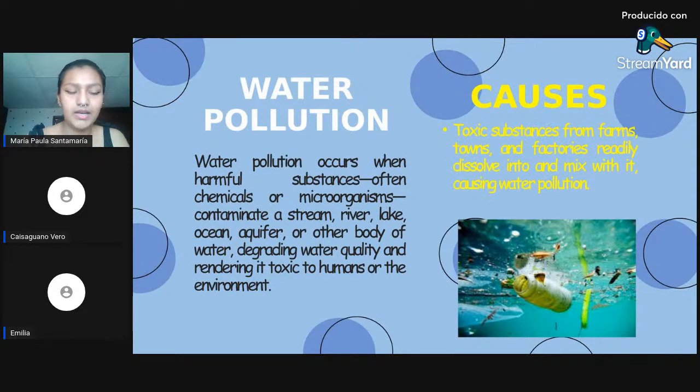Well, at this point, I have a question for Veronica. What do you think we can do to decrease the levels of water pollution?